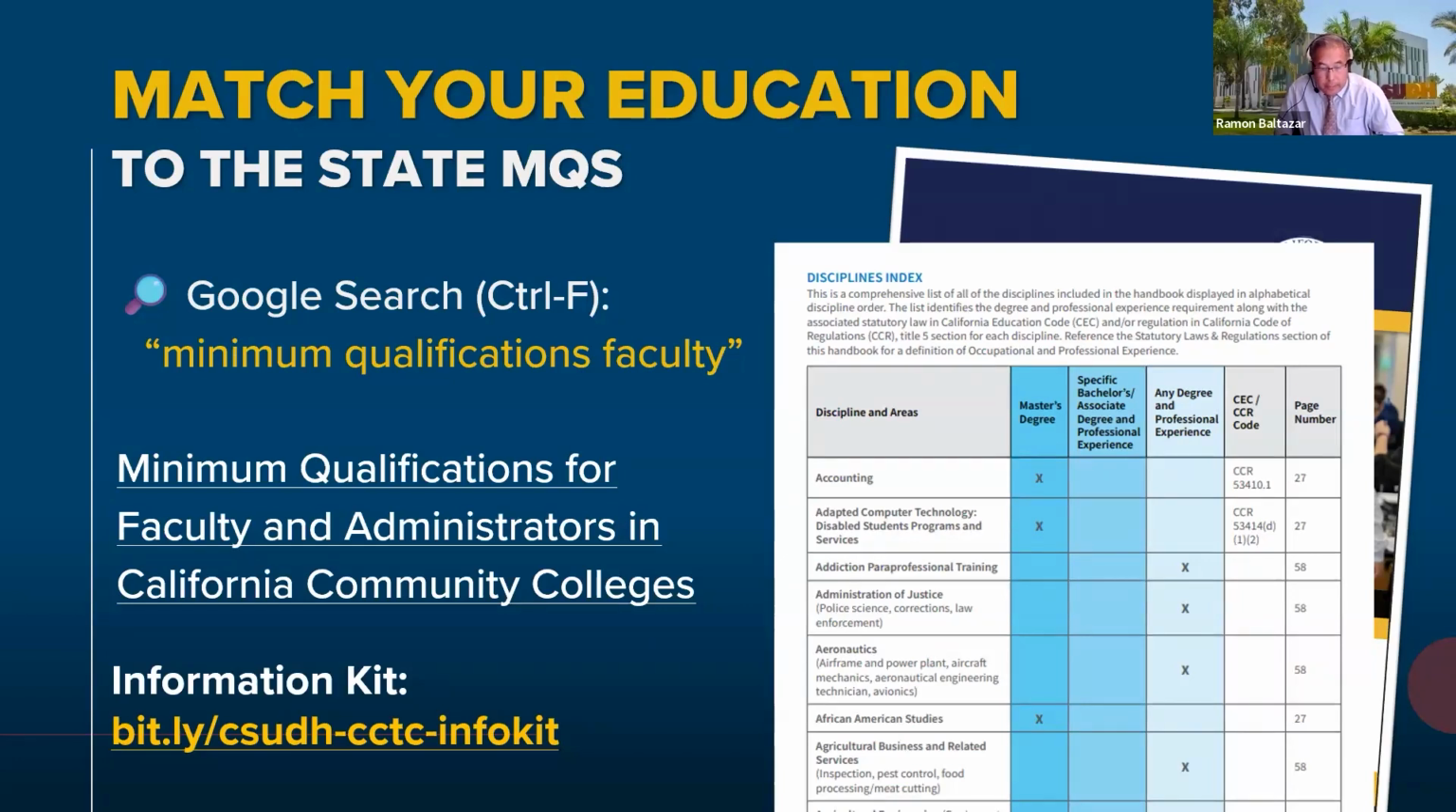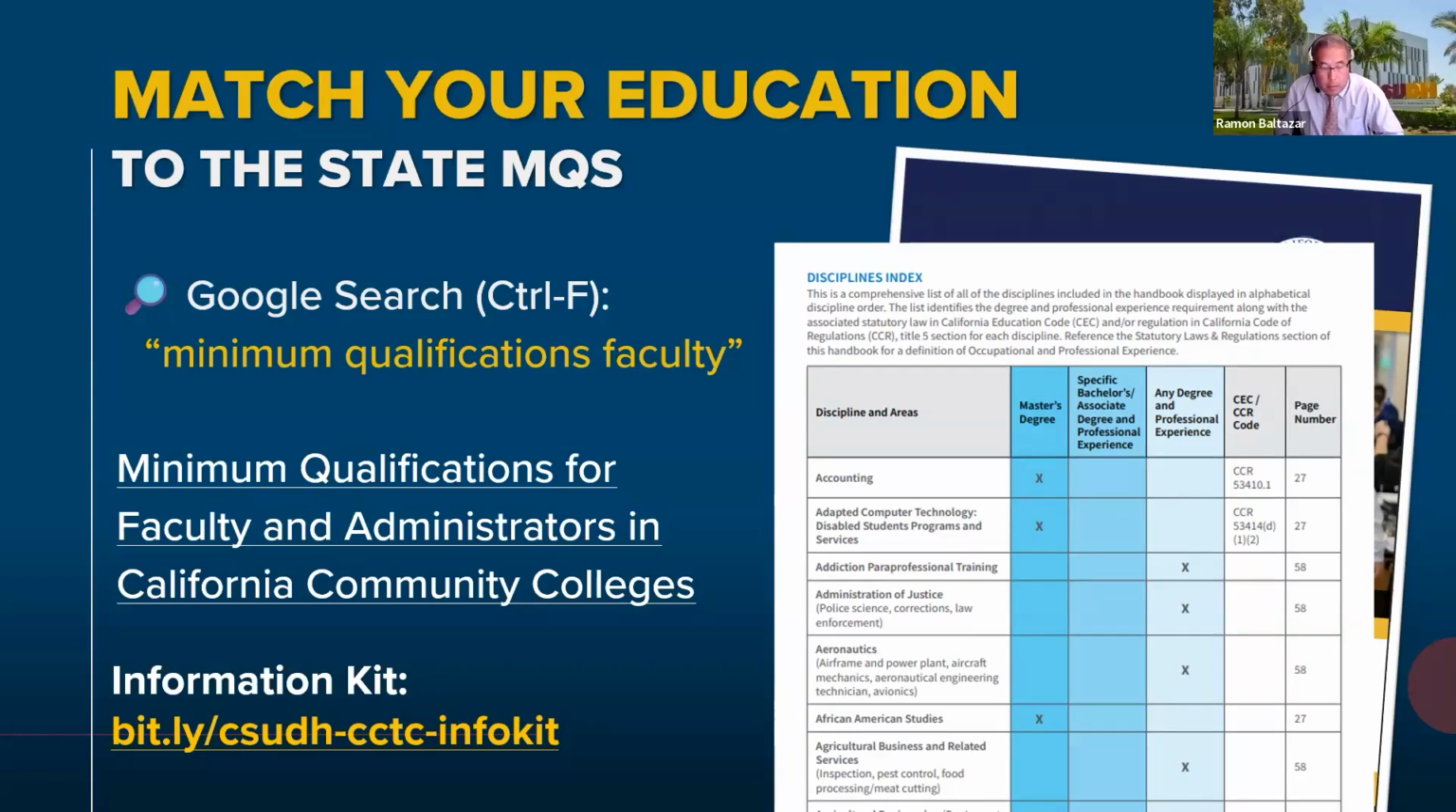To the right are 3 columns highlighted in shades of blue. These are the minimum qualifications, the MQs, for each specific discipline. Notice that the heading of each blue MQ column specifies the education required. Number 1, master's degree required. Or number 2, specific bachelor's or associate's degree and a professional experience related to the subject to be taught. Or number 3, any degree and professional experience related to the subject to be taught.